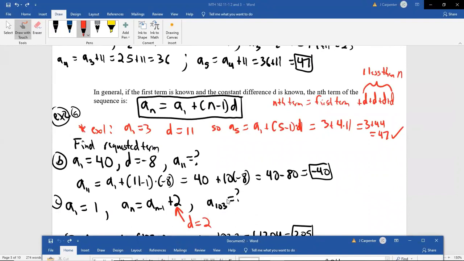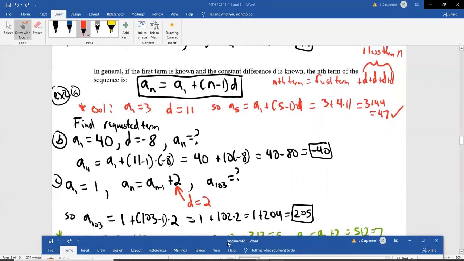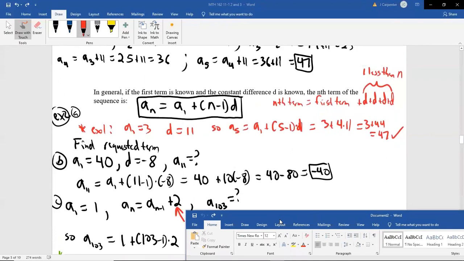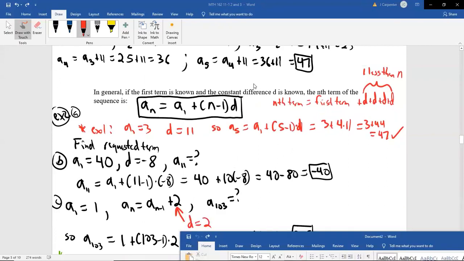So to go from the first to the 103rd term, we have to add that D 102 times. So we start with the first term, then we add that D 102 times, which just gets rewritten to look like this. Again, that's just plugging the numbers into the formula, but I don't even like memorizing the formula, honestly. I like using it as a concept. Take the first term and add that D one less time.